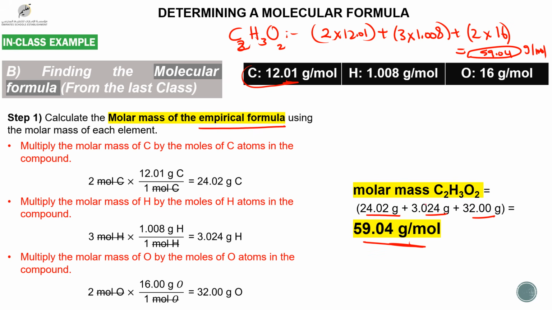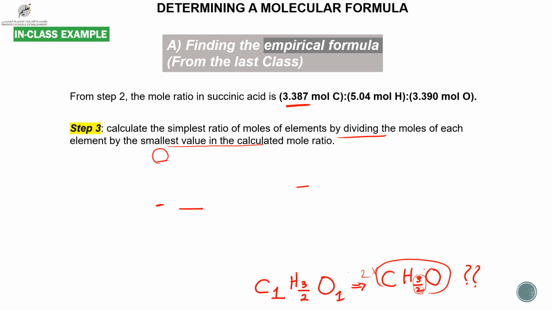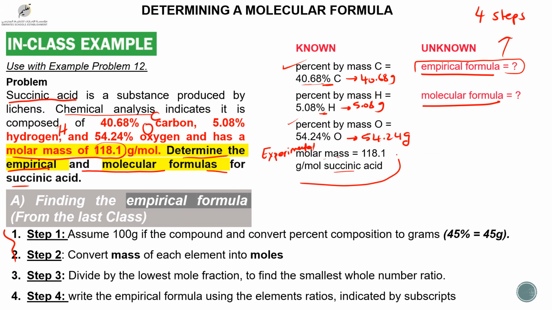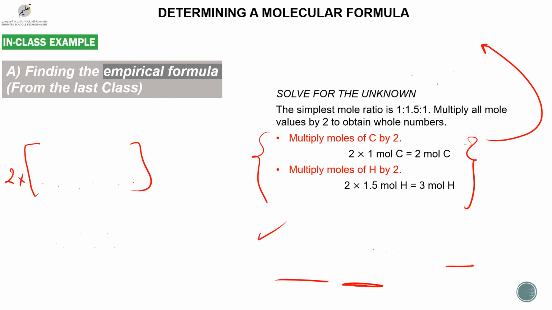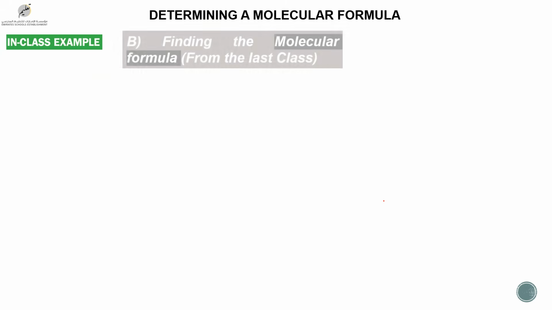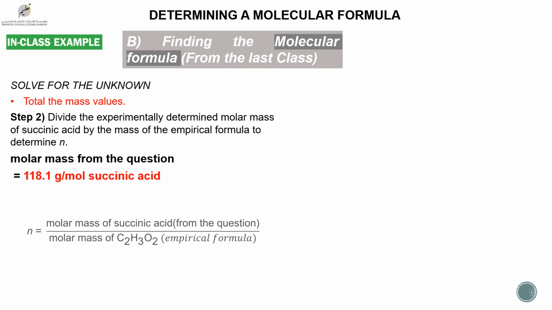Now that you found the molar mass of the empirical formula, remember what they give us in the beginning of the question. They give us the experimental molar mass. Remember this? Now this is different from the molar mass of the empirical formula. So what we need to do is divide the experimental molar mass by the molar mass of the empirical formula.